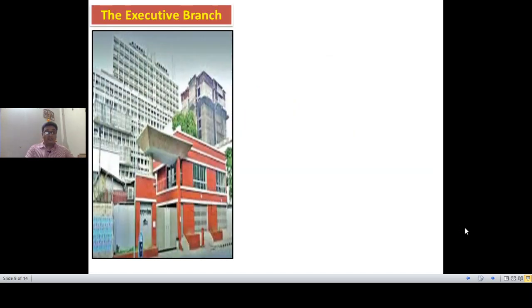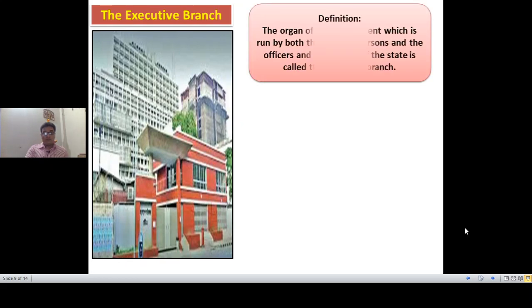First of all, executive branch. Executive branch is one of the three organs of the government which is responsible to implement the laws which are passed by the legislative branch. Okay, so dear students, now I am going to show the definition of the executive branch. So this is the definition. The organ of the government which is run by both the political person and the officers and employees of the state is called the executive branch.